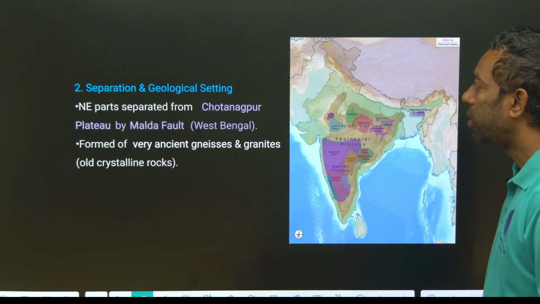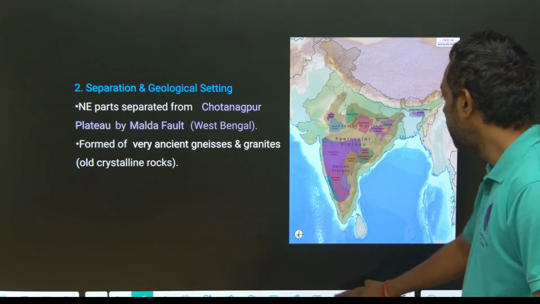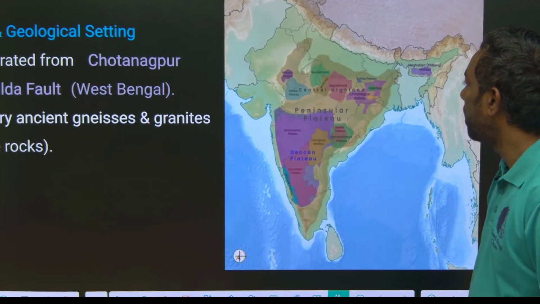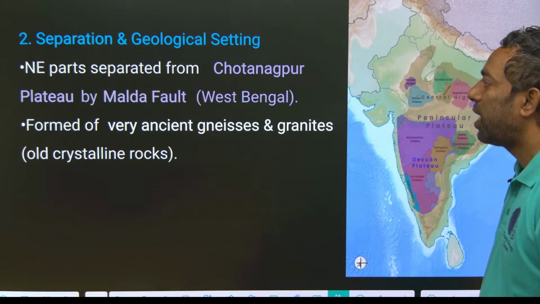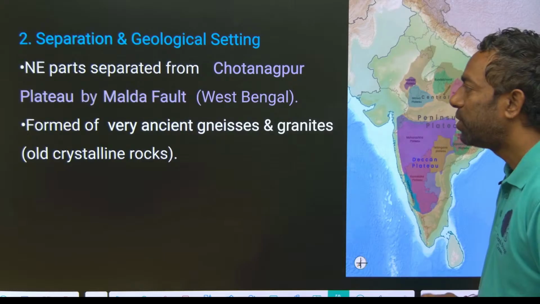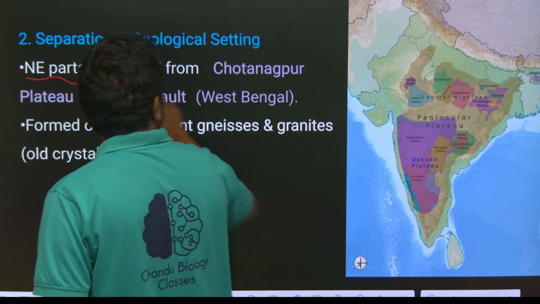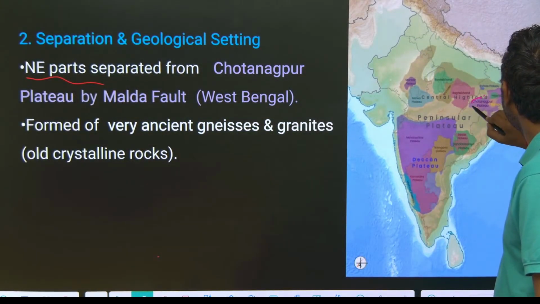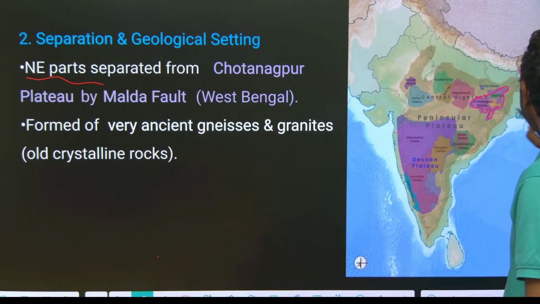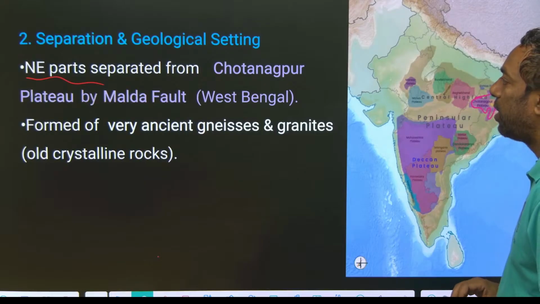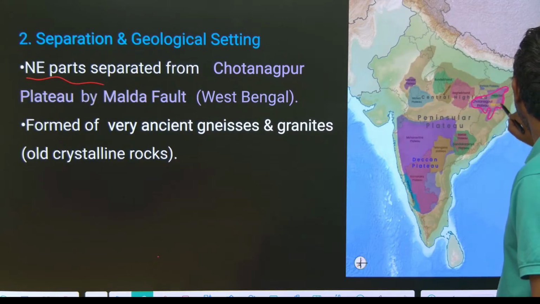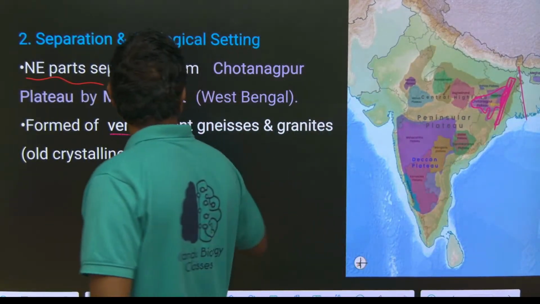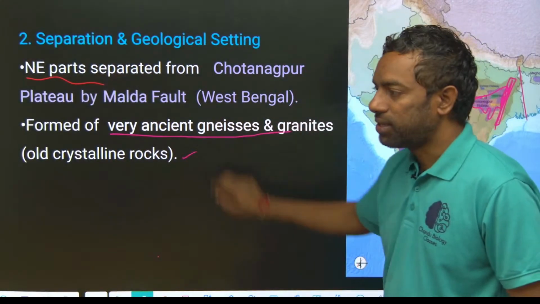Now, the separation of geological settings. How are these plateaus separated? The northeast is separated from the Chota Nagpur plateau by the Malda fault. This is the most important point for the exam, guys. The northeast is separated from the Chota Nagpur plate by the Malda fault in the west. The Malda fault is located in West Bengal. The Malda fault is formed by very ancient gneisses, granites and old crystalline rocks.